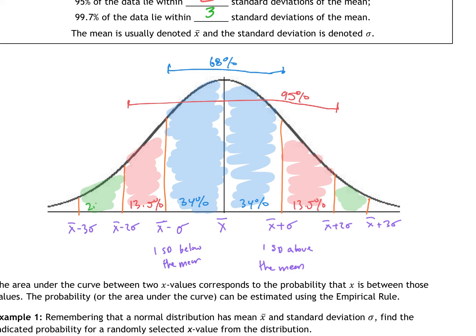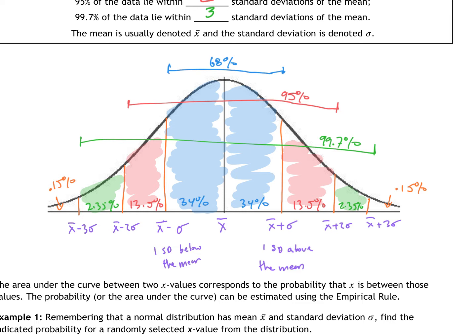And the last one, I got 2.35%. So from here to here, this is 99.7% of your data. So all that leaves out and excluded is this little piece right here. And these little pieces are 0.15%. So that's saying that 0.15% is going to be away from three standard deviations on either side of the mean. So we'll kind of look at this and what this means in a little while. But this is what we need to be able to read and understand as we go through today.